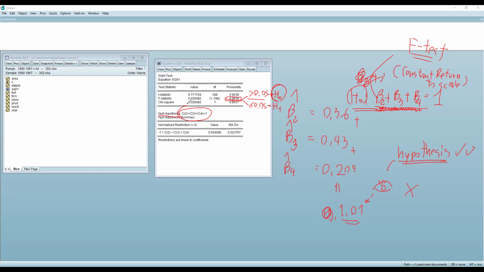In economics terms, what does it mean? Oh, this is the hint. What does it mean? I hint this a lot. What does it mean? No, no, what does it mean?